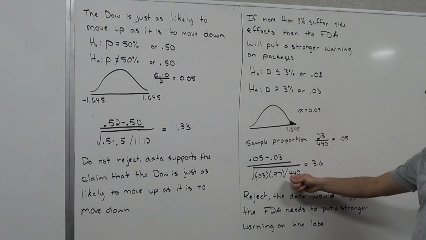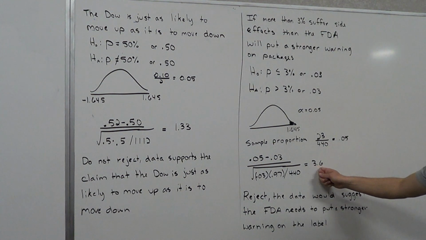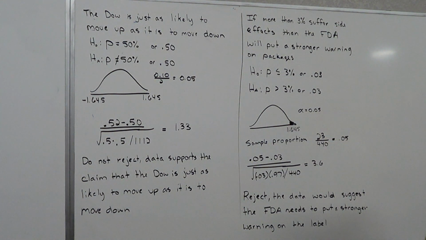So we go ahead, same thing. Here's our sample statistic, 3.6. 3.6 compared to this, so we would reject. So what that means is there is a significant difference, so therefore they should put a stronger warning label on the, I believe it's ibuprofen. So just wanted to go through those ones.